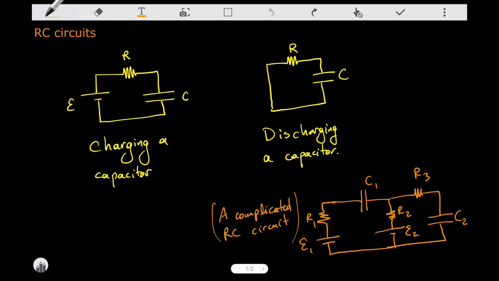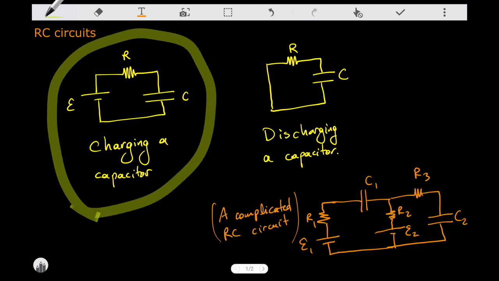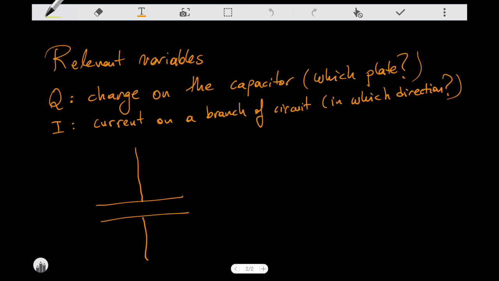Okay, but our main job is to actually analyze this charging circuit. So I'm going to start with this one. But before discussing this, let's say something about the relevant variables that we are going to use when we are writing the circuit equations. So one of them is the charge on the capacitor. So that's an important quantity.